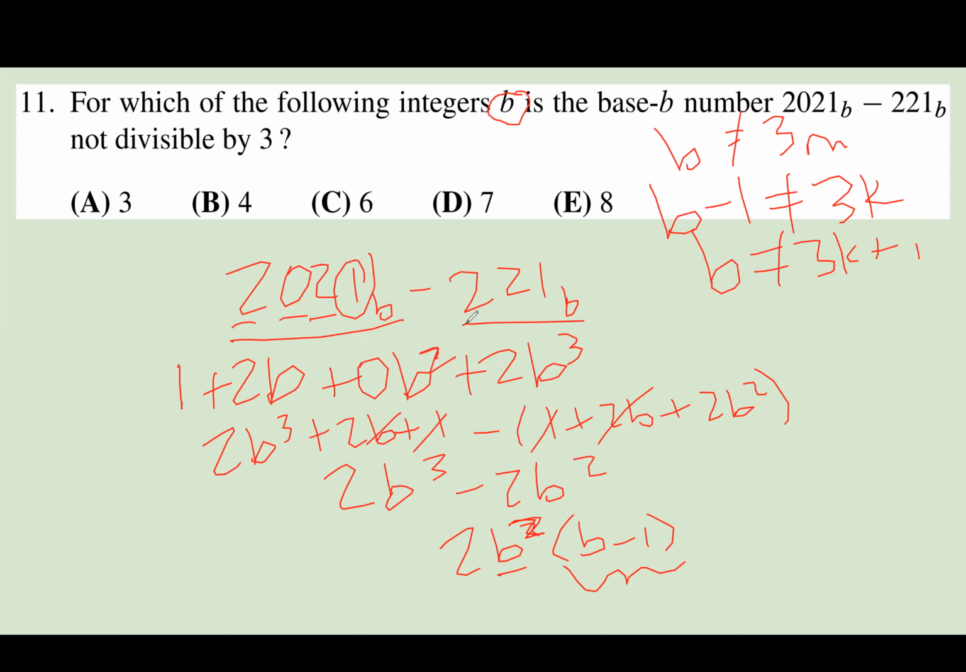Or multiple of 3 plus 2 is the same thing. So the only other option is a multiple of 3 minus 1. Well, which answer choice is a multiple of 3 minus 1? Well, 3 is a multiple of 3, 4 is a multiple of 3 plus 1, 6 is a multiple of 3, 7 is a multiple of 3 plus 1, 8 is a multiple of 3, 9 minus 1, right? So the answer is E, 8.